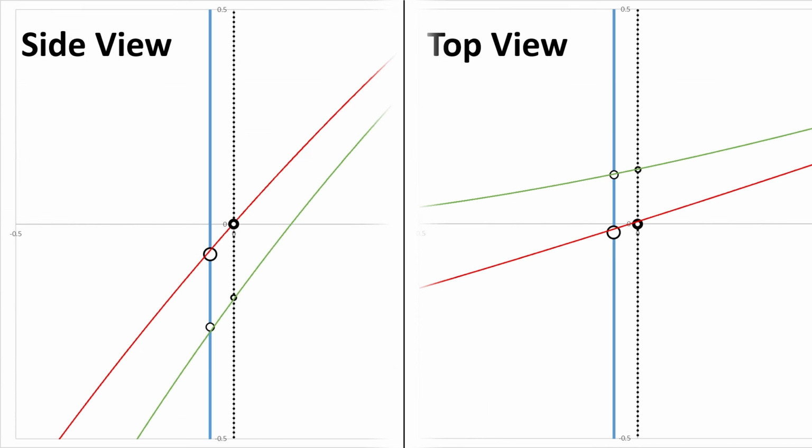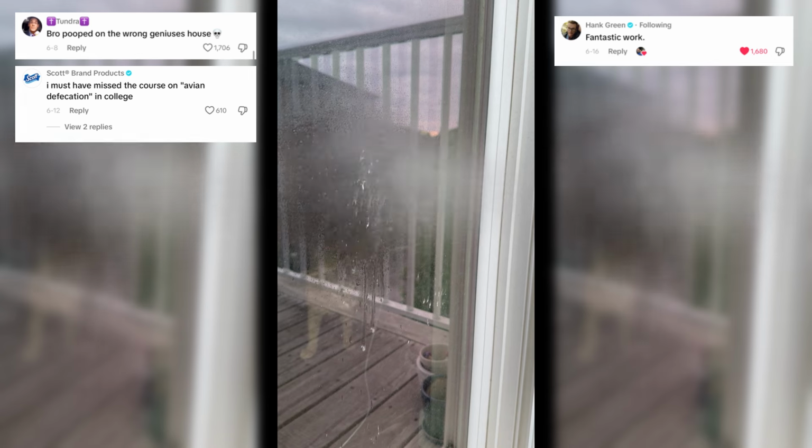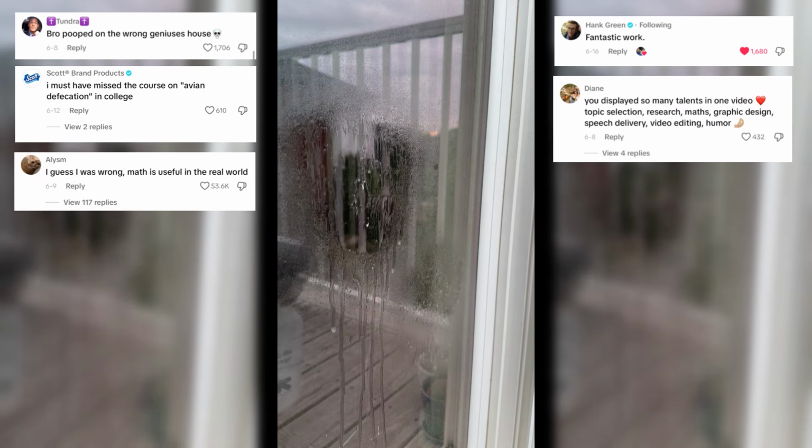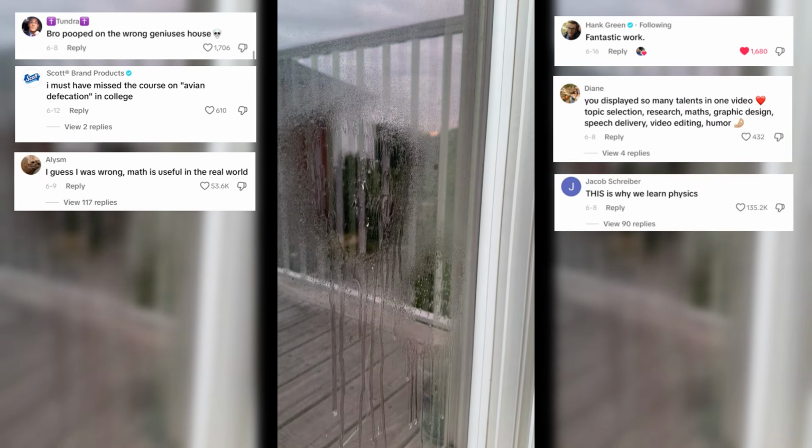So, is this the final answer? Well, it's definitely the best I can do. Unfortunately, there's no way to verify my results. This could never be scientifically proven. So what was the point?